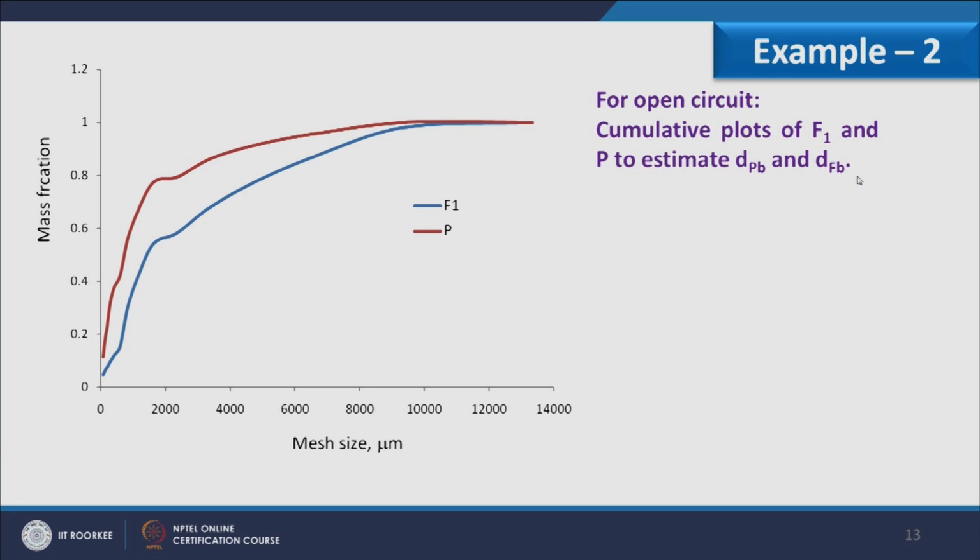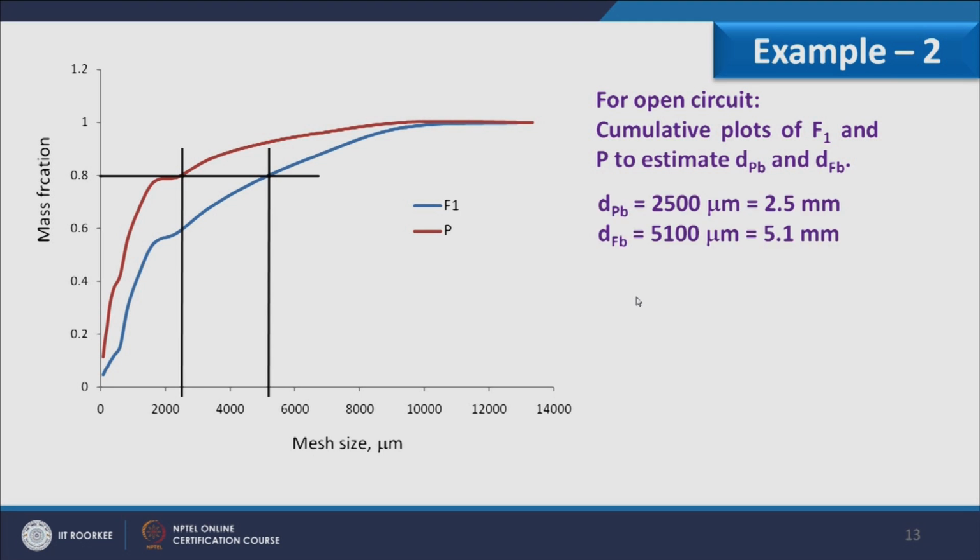Now, dPb and dFb I have to compute according to the 80%. So, I will draw a line at 80% and then drop the line where I am having the cut at F1 as well as on P. So, dPb basically we can see from this graph is this value, which is 2500 micrometer, and dFb from this graph we can take as 5100 micrometer, which we have to show in terms of mm. So, 2.5 mm and 5.1 mm, because that is the requirement to be used in Bond's law.